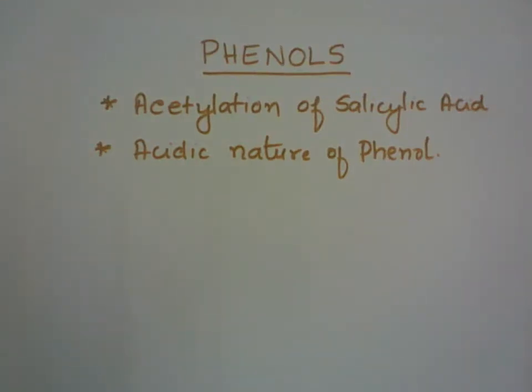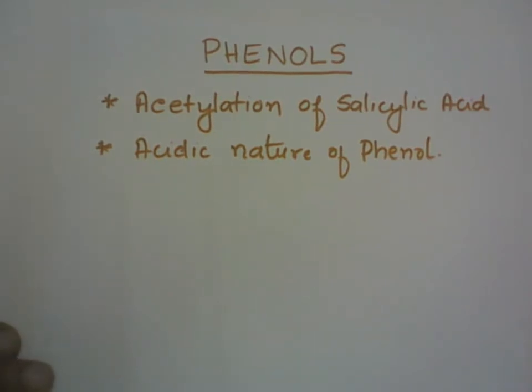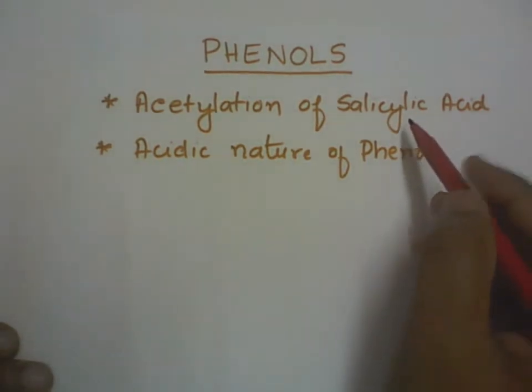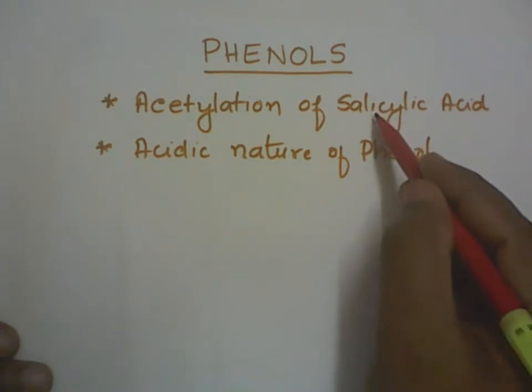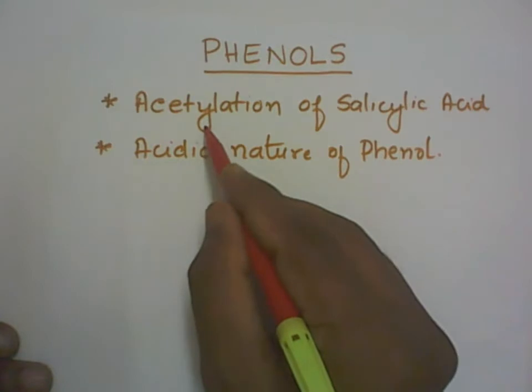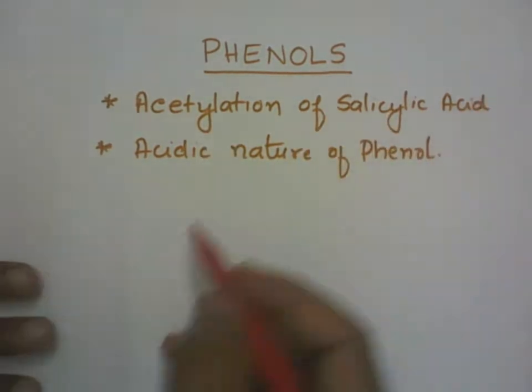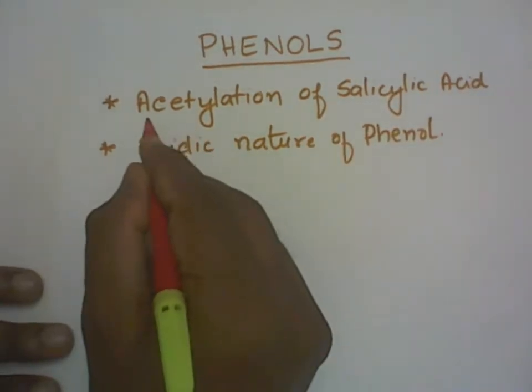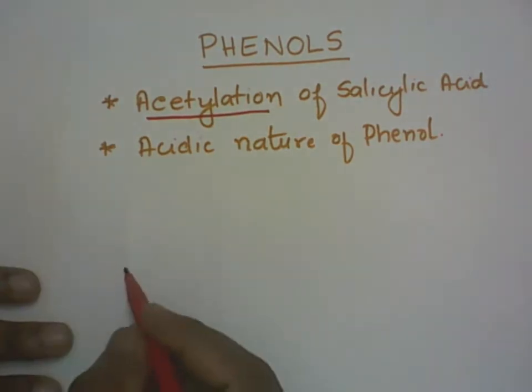Hello students, in this video I'll explain the acetylation of salicylic acid and acidic nature of phenol. In the Kolbe reaction you have studied how to convert phenol into salicylic acid. Now we'll study acetylation of salicylic acid. Now how is this acetylation carried out?